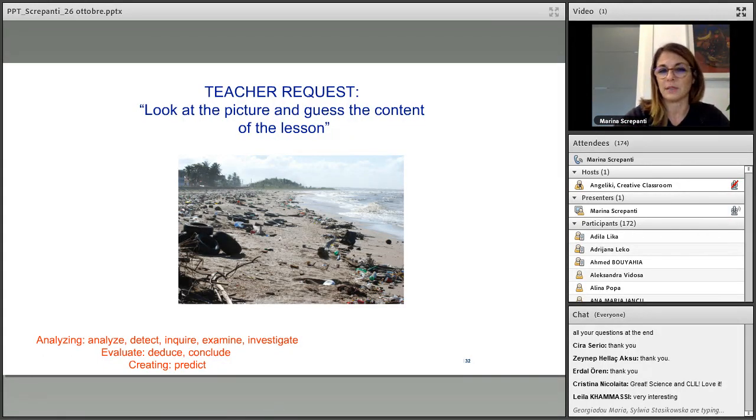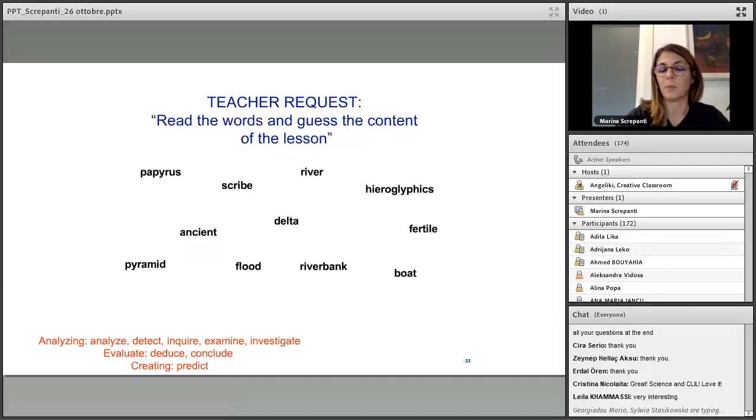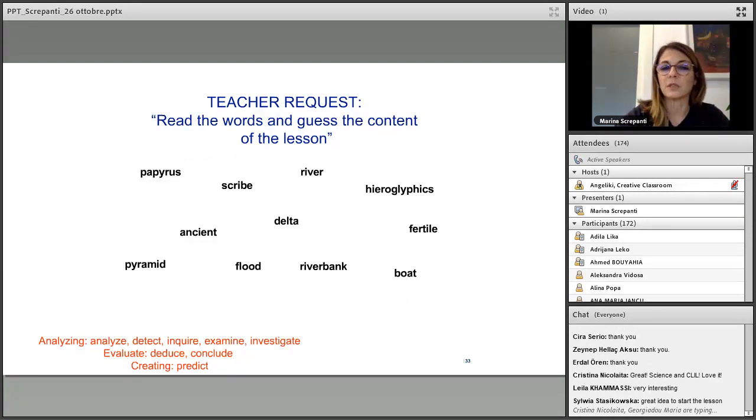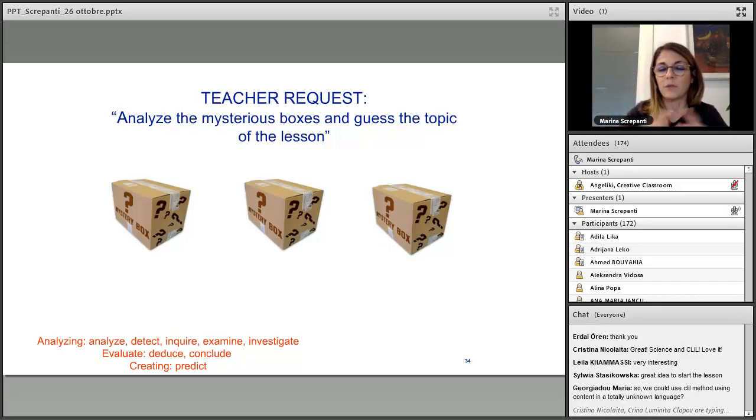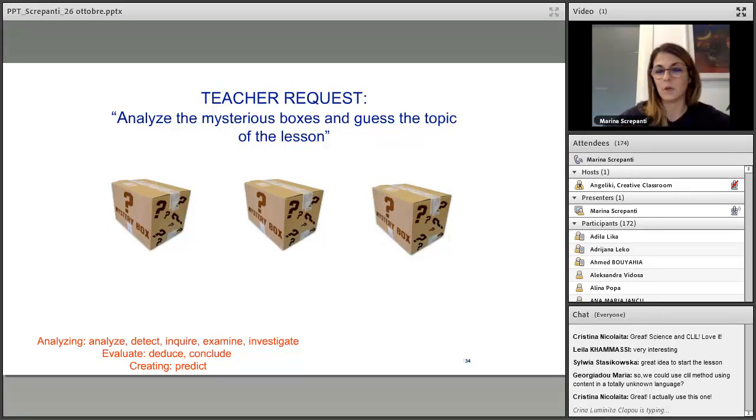Or look at the picture and guess the content of the lesson, for example. Or read the words and guess the content of the lesson. So you can see this is Egypt. Or, this is more mysterious, analyze the mysterious boxes and guess the topic of the lesson. So I can ask my students to move the boxes and try to understand what is inside. So I have to prepare 3 boxes with 3 things that can bring them to guess the topic.